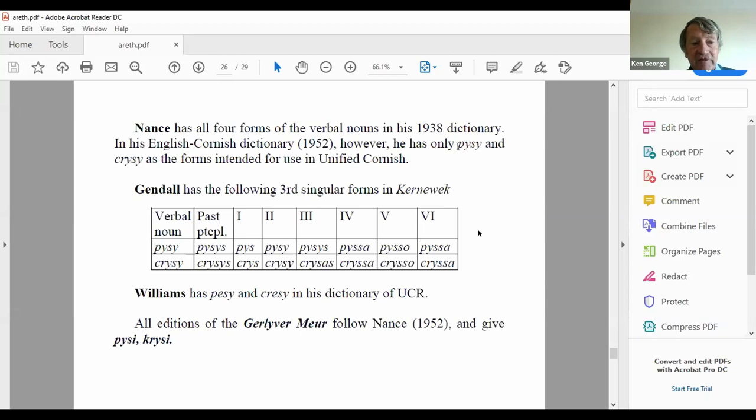If we look at Dick Gendall, we find that he has only the third singular forms, and he has Pizzy and Krizzy in every case, whereas Williams uses Pezzy and Krezzy. All editions of the Gerlyver Kernewek follow Nance and use only Pizzy and Krizzy.